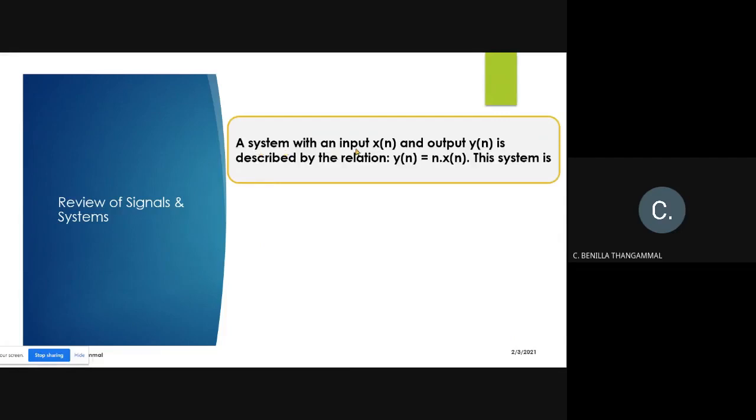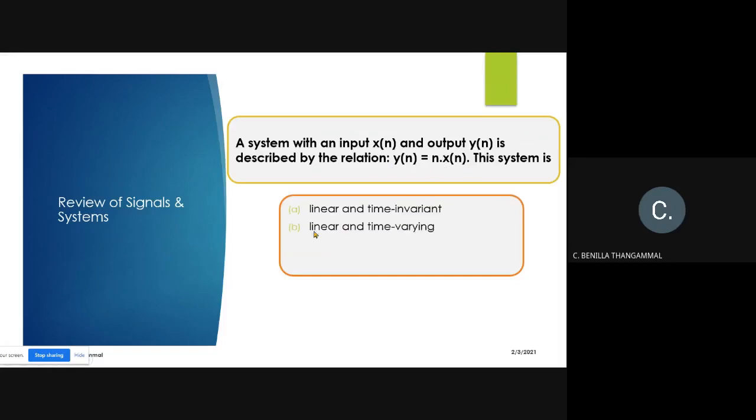A system with an input x of n and output y of n is described by the relation y of n equal to n into x of n. This system is, with the options: linear and time invariant, linear and time variant, non-linear and time invariant, and non-linear and time variant. Here they have concentrated mainly on two classifications: one is linearity, the other is time invariant or variant.